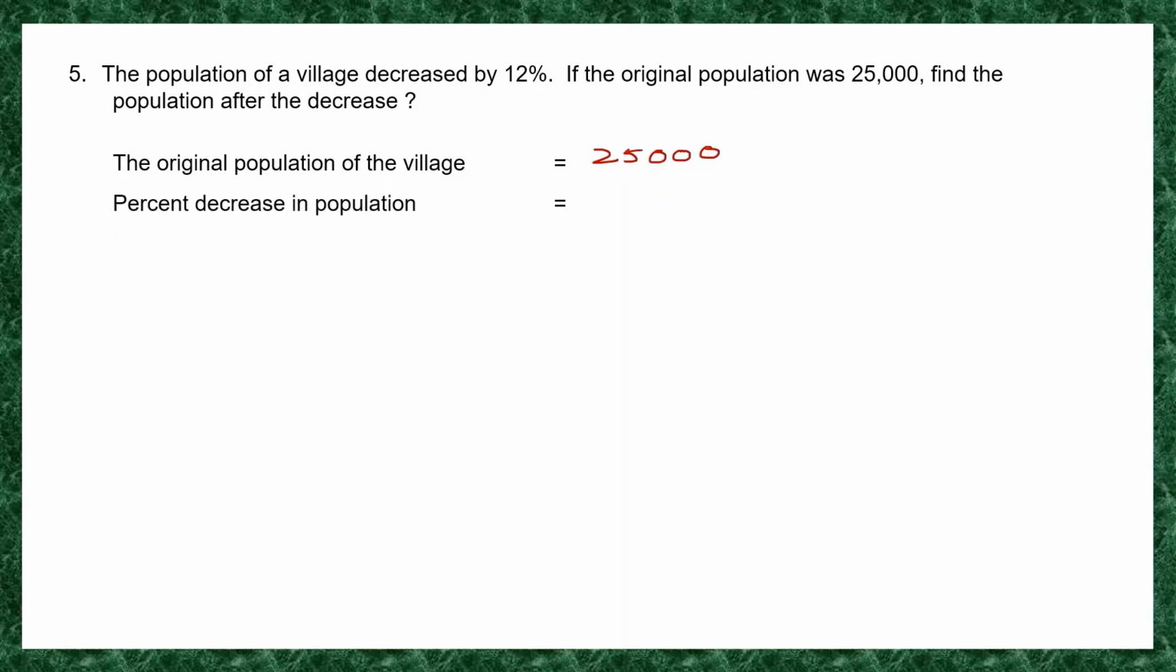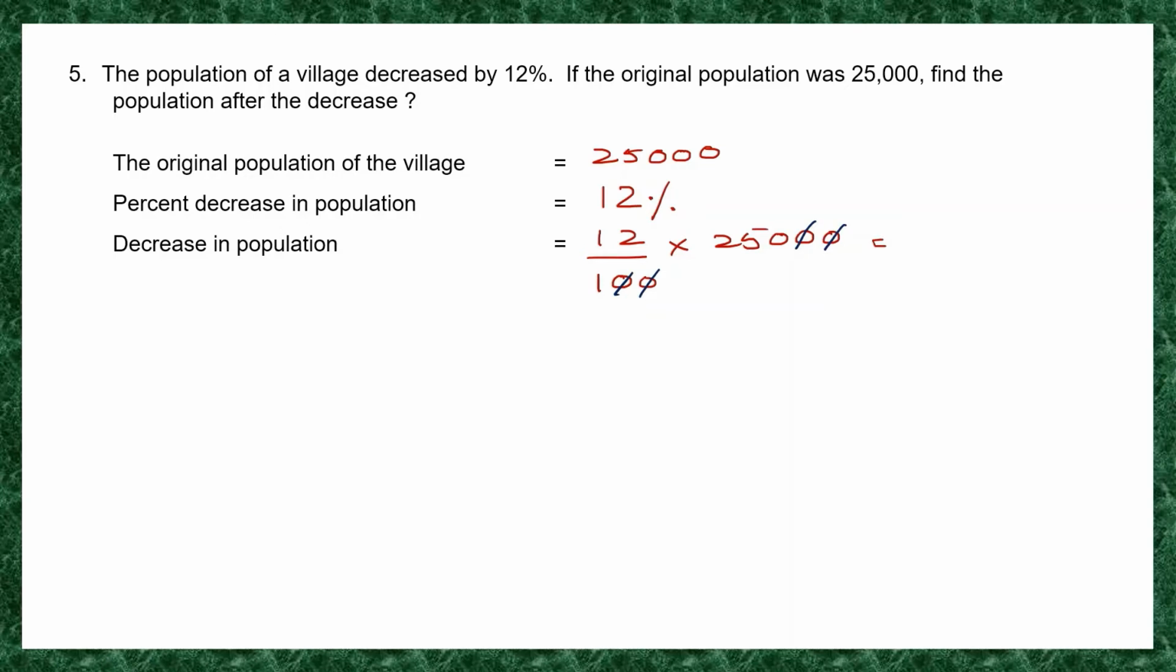We know the population decreased, but we only know the percentage, and that is 12%. Now we need to find out the number, isn't it? What is that decrease in population? To find that, we do 12 by 100 into 25,000. When we do this, we will know how many people actually, the number of people reduced. Now let's cancel 2 zeros here, 2 zeros there, and nothing more to cancel.